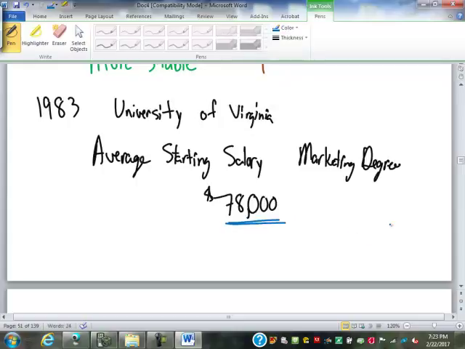Put this in perspective, in 1983, the average high school teacher was coming out of college starting out at about $16,000 to $18,000 a year. $78,000 a year was really good starting salary. In fact, for $78,000 a year, I might be tempted to leave here. What they did not disclose was that one of those graduates, and he did graduate from the marketing program with a marketing degree, was a man by the name of Ralph Sampson.